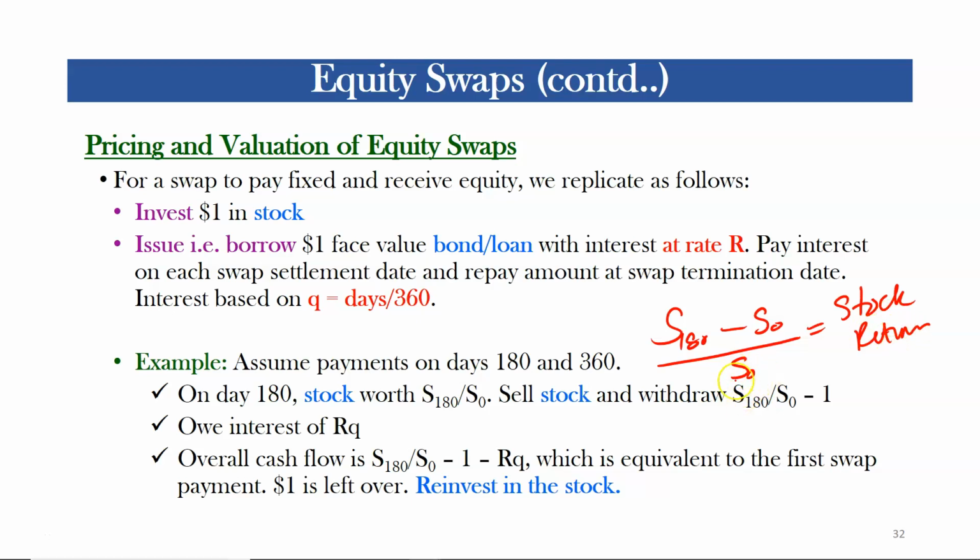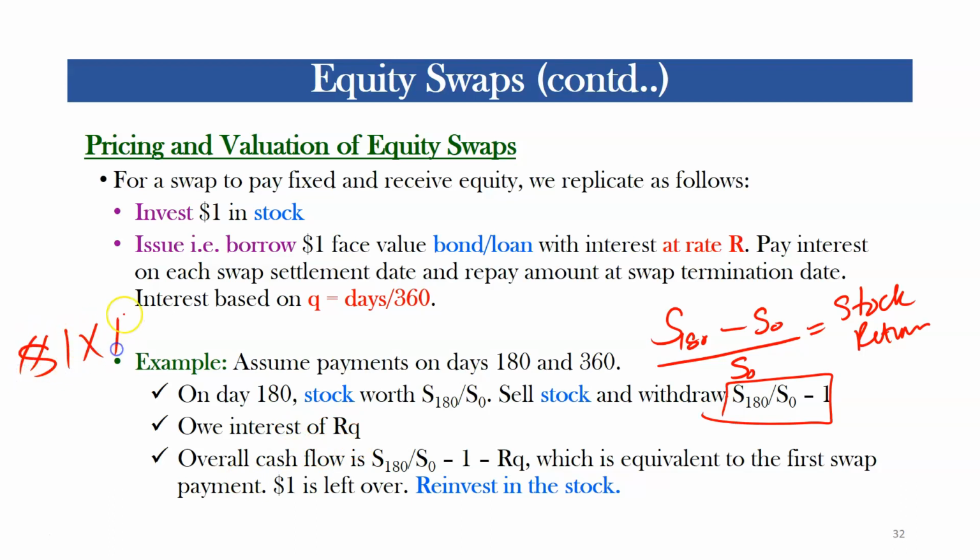We withdraw the stock returns from this investment here, and then we pay the interest we owe on the borrowed amount, that is $1. So that is equal to $1 that we have borrowed multiplied by the rate of interest that we need to pay on it, multiplied by 180 days divided by 360, which is represented here by Q. Though this is only R multiplied by Q here, it is understood that it is multiplied by the notional value of $1, that is this whole term here.